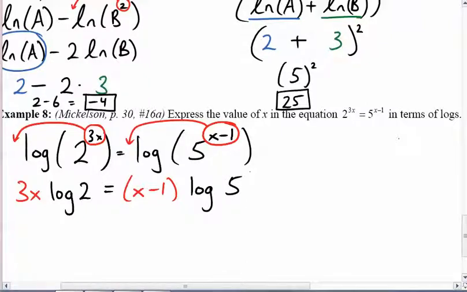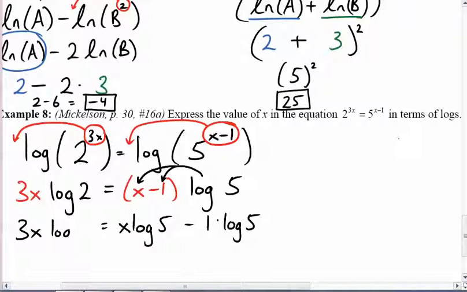So you could change the log 2 and the log 5 to decimals, but we'll do it another way as well. It's not an exact answer. So log 5 is just a number. To get x on one side, we're going to expand the log 5 into the brackets so that you get x log 5 minus 1 log 5. And that's 3x log 2.